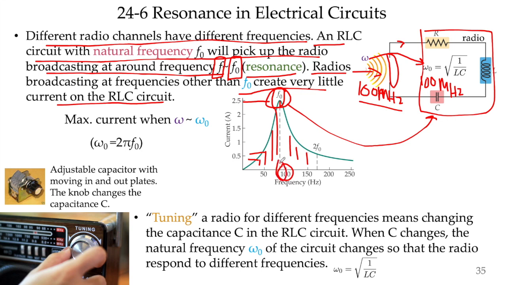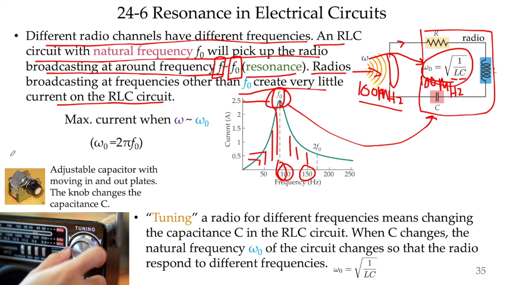Okay, now let's say you want to listen to a different radio frequency, let's say 150. What do you do? Well, all you have to do is change the natural frequency of the circuit. So you have to change omega 0. How can you do it? Well, there are two options. You can change L, or you can change C.